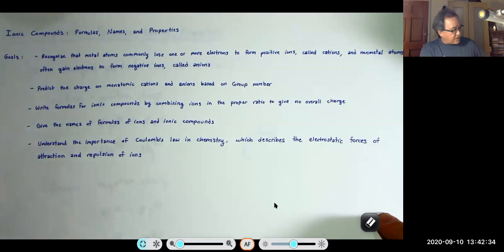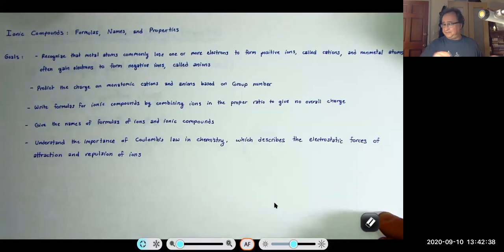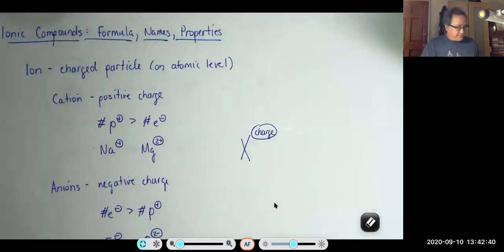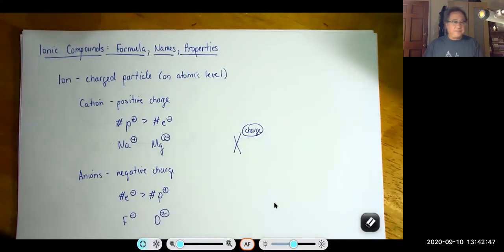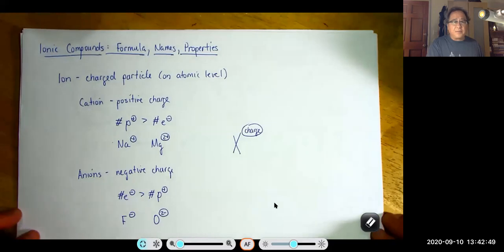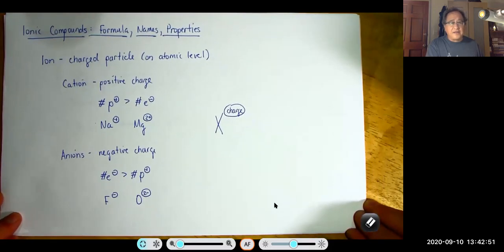So it seems like there's a lot here, and there actually is. So let's go ahead and get started. So let me zoom out a bit so we can see all of this. So we're looking at ionic compounds, formula, names, and properties. Let's start first with ions.